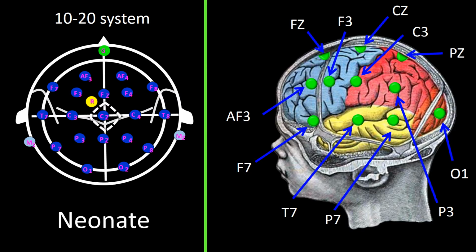The relation between electrode position and area of the brain surveyed is not much different than in older patients, as you can see. Notice the position of AF3. A drawback from using AF3 is that an electrode in this position is very vulnerable to cardiac artifacts. This has led some investigators to use F1 and F2 instead of AF3 and AF4.